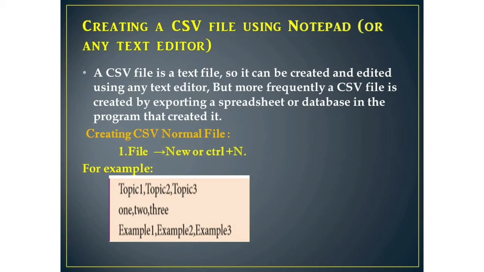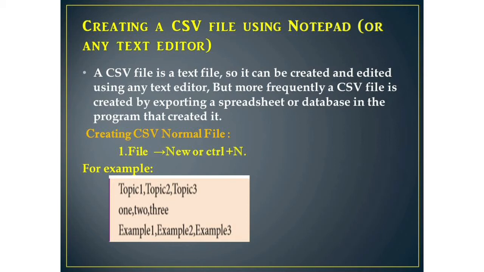To create a CSV file in Notepad, first open a new file using the File menu, then choose New. Otherwise you can use the shortcut key Ctrl+N to open a new file in Notepad. Then enter the data you want the file to contain, separating each value with a comma and each row with a new line. After opening a new file in Notepad, you have to enter the data.